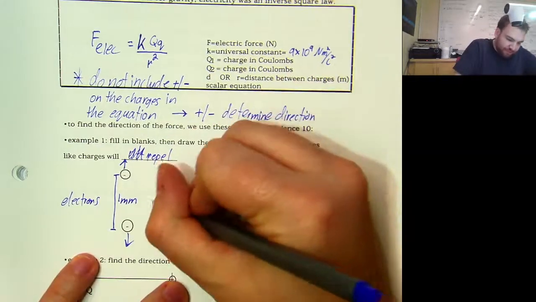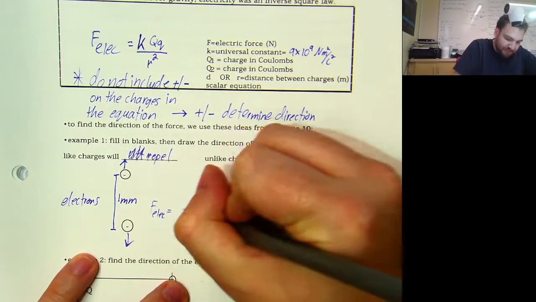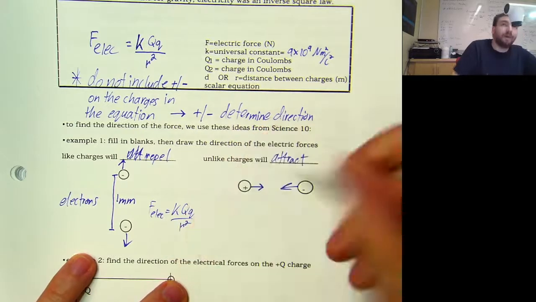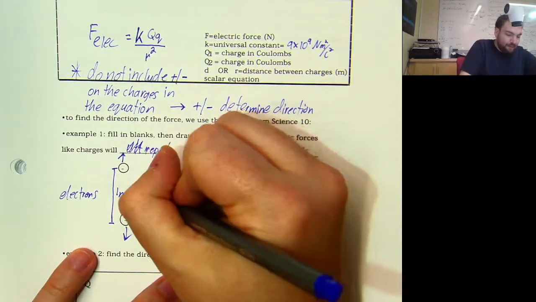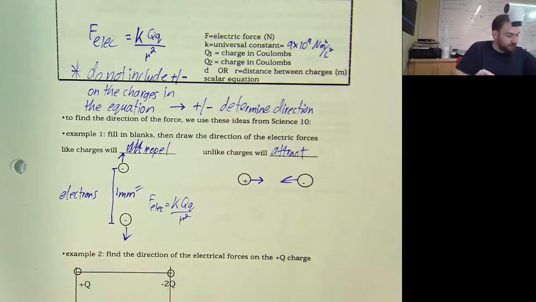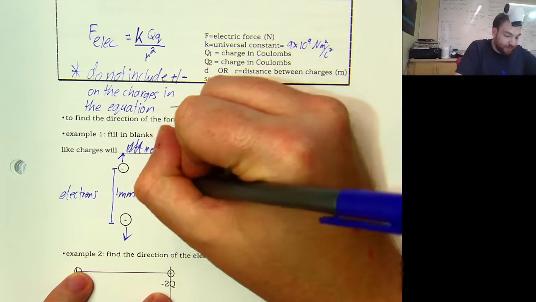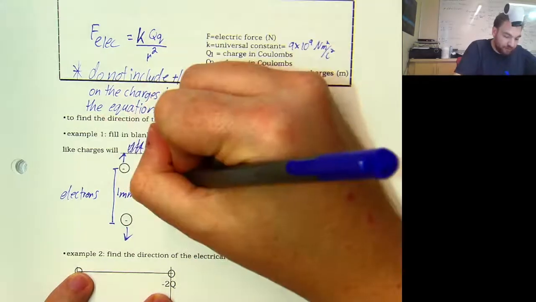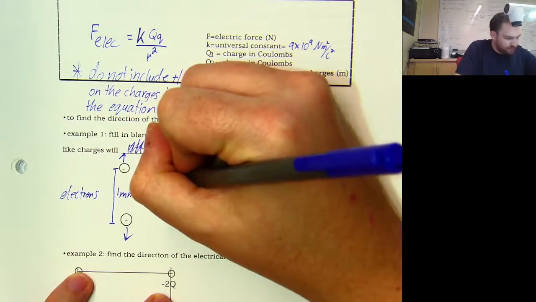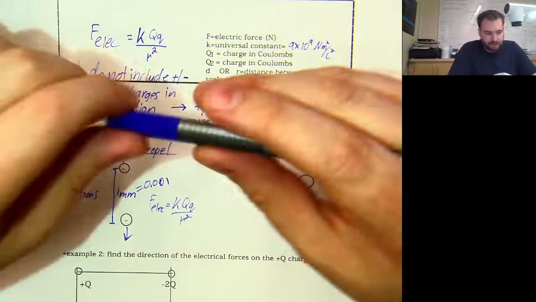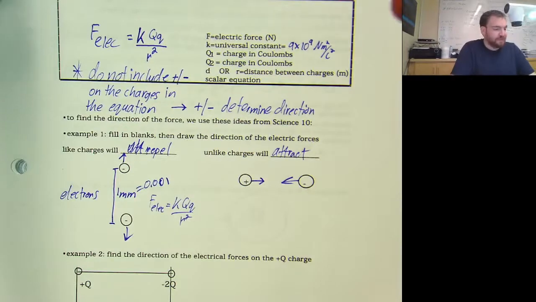Well, the electric force between two charged objects is given to us using this: k q q over r squared. 1 millimeter is how many meters? It's 0.001. It's 10 to the negative 3. Milli is 10 to the negative 3. Okay, so let's plug this thing in.